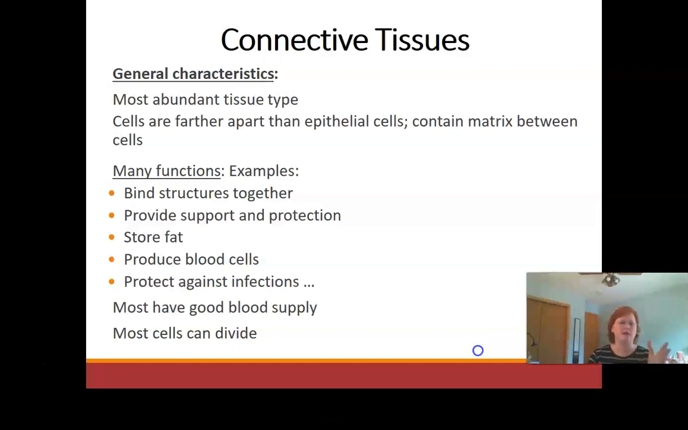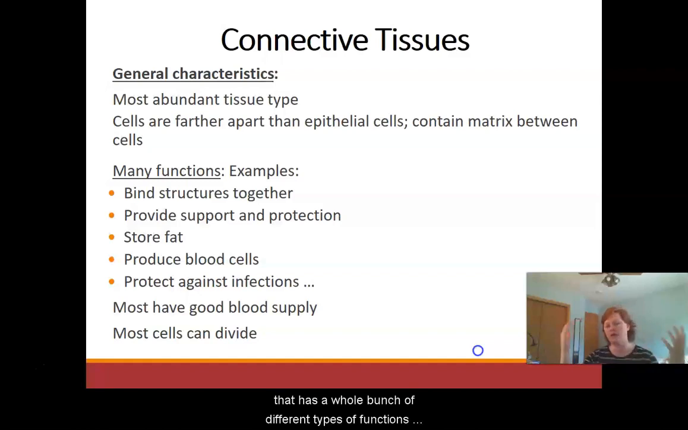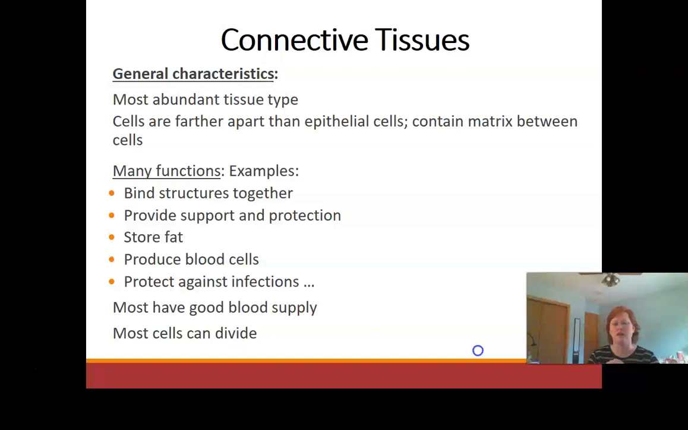These tissues are going to bind things, but they're also going to support and provide protection because you've got blood cells which give you immunity. So really, if you've got a type of tissue that has a whole bunch of different types of functions, you're probably talking about connective tissue. Generally it has a pretty decent blood supply with a few exceptions.